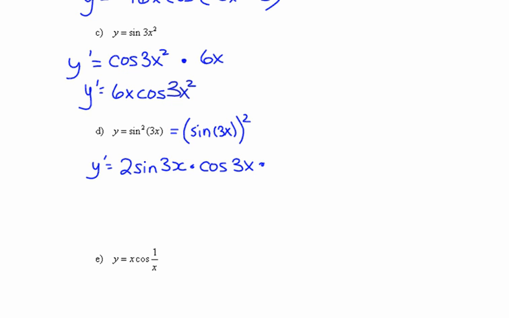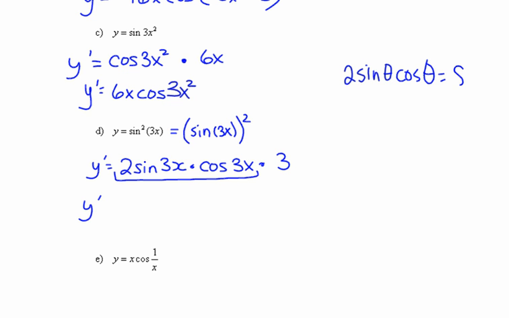times what? Okay, if you want to get fancy, guys, can I show you something? Do you recognize this? 2 sine theta cos theta. What is this equivalent to? Grab your formula sheets. That would be sine 2 theta. That's a double angle. So it'd be 3 sine 6x.